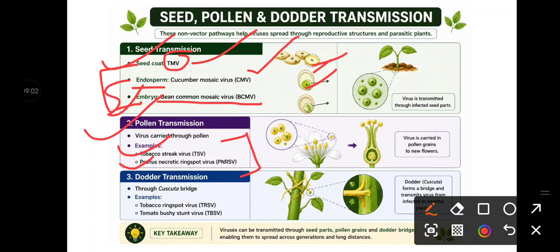Next important mode of transmission is Dodder transmission, or Cuscuta.